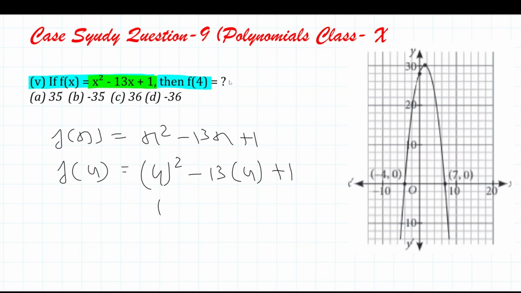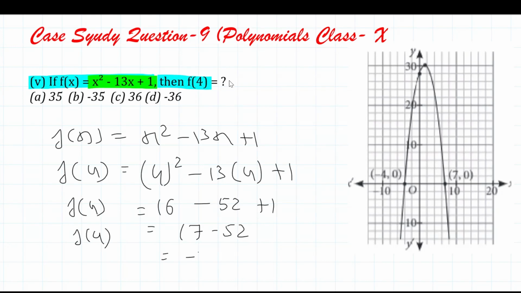So 4 square is 16. 13 into 4 is how much? 52. Plus 1. So now this is 17 minus 52, and this is f(4), right? This is our f(4). So now it is 17 minus 52 that we have to do. It's minus 35. Yes, it is minus 35. There is an option, minus 35, option B, which is the correct answer in this case.